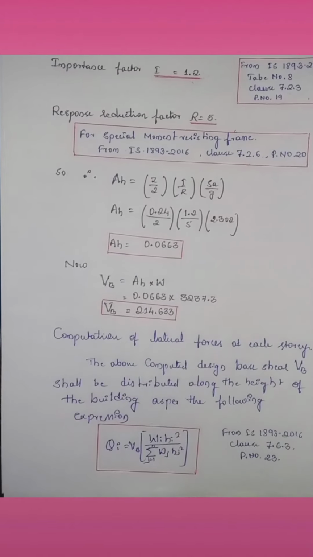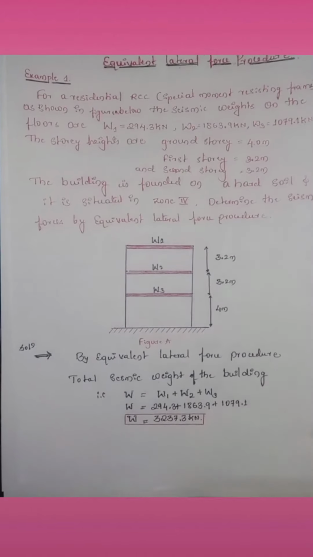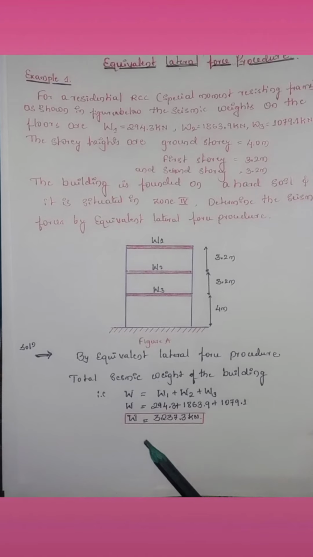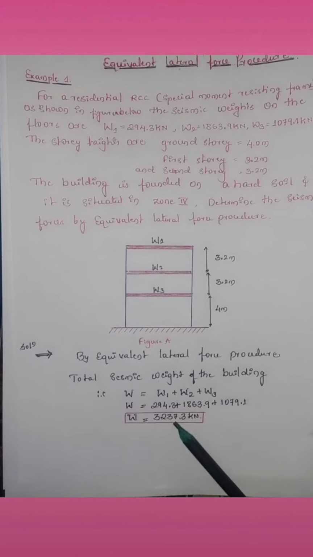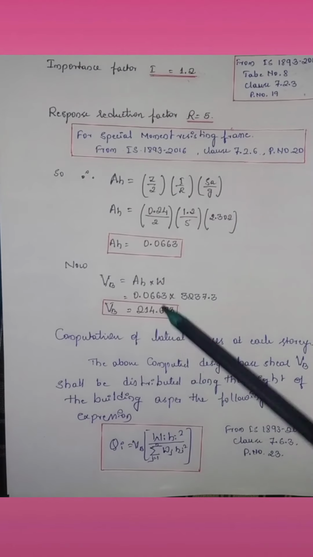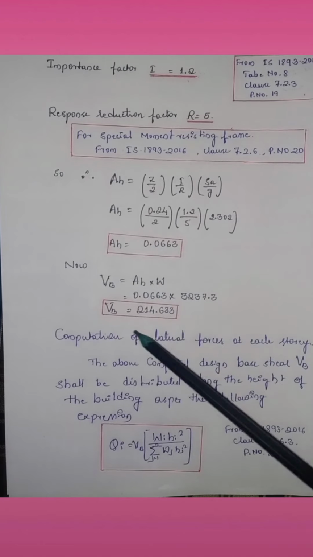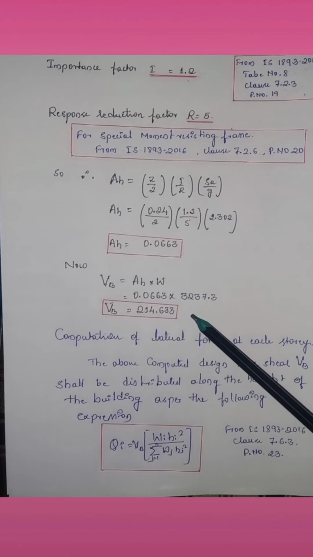Now you need to calculate the VB, that is the base shear. You have calculated Ah now, and you know the value of the total seismic weight, which you have already calculated. We have added all these seismic weights here. I can show you this. Here we have come across the total seismic weight, and I am going to put it here. This is Ah, this is the seismic weight, and VB is equal to 214.633.